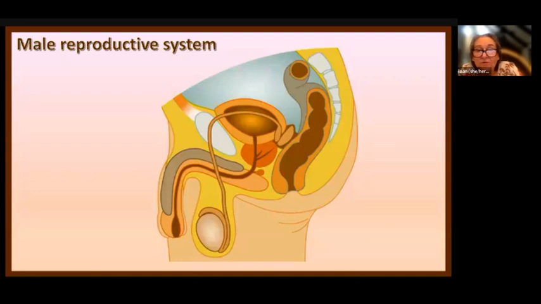At birth, there is a foreskin attached down here at the head of the penis. In many cultures, men are circumcised at birth to have that foreskin removed. And is that a practice in South Sudan? Are men circumcised?